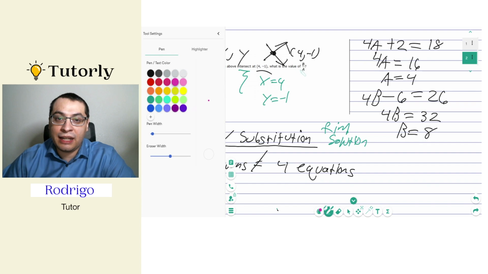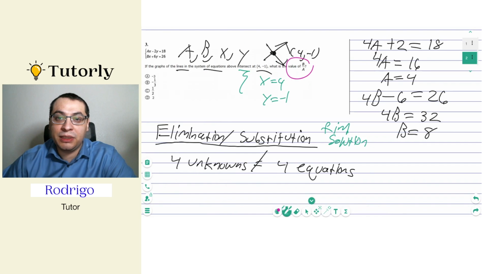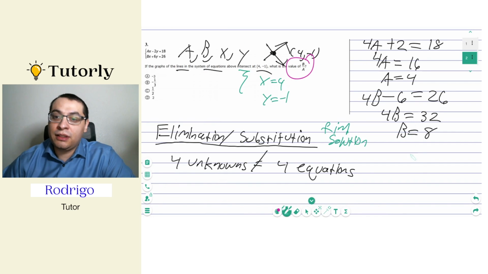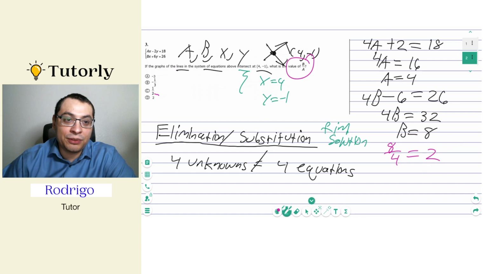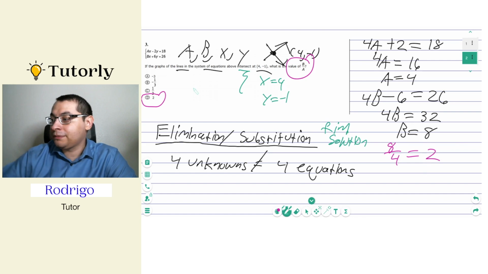So recall that they asked us to solve for the value of b over a. So given our values here, you would do 8 divided by 4, which is the same as 2, giving us the final result of D for the correct answer.